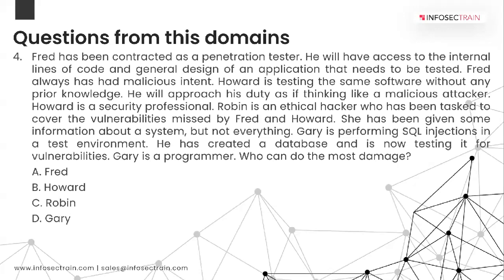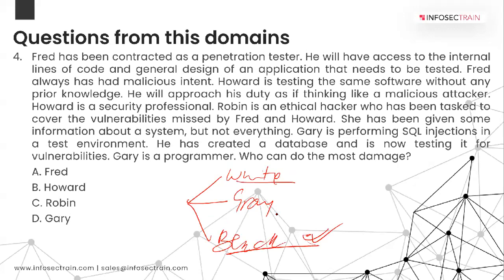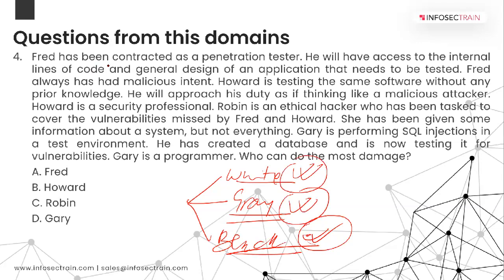Okay, your time's up. The answer is Fred, because Fred knows everything. So there can be three cases: white, gray, and black box. Black box is when the person carrying out VAPT does not know anything about the code. Gray is when you have some idea. White is when you have all the information required.